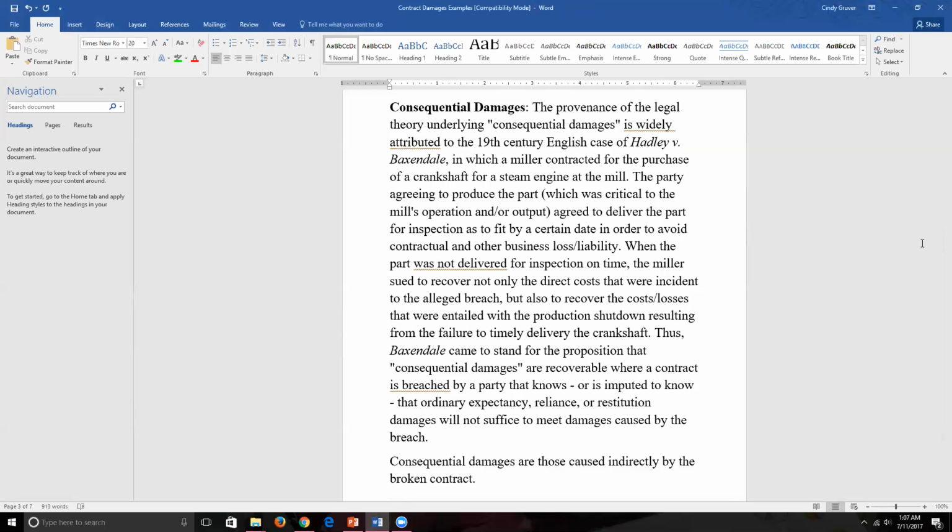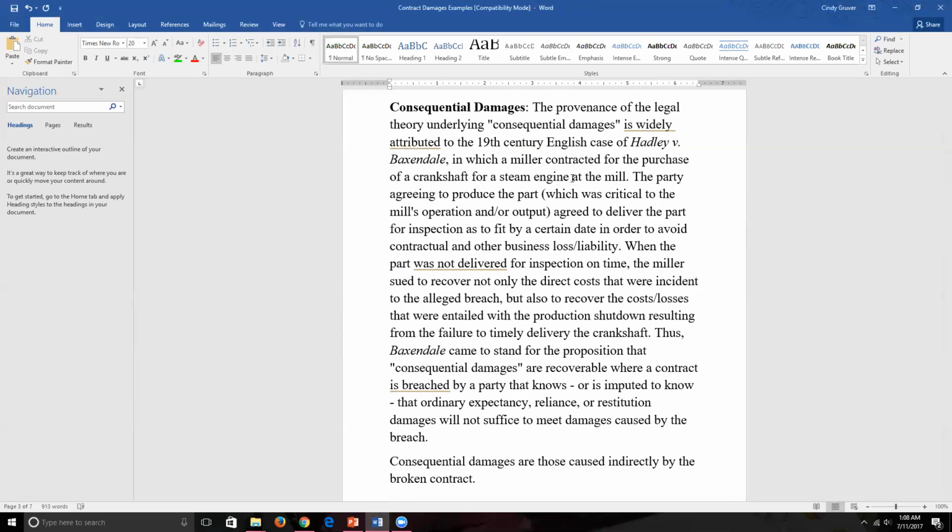So let's talk about consequential damages. In this case, a miller, somebody who grinds wheat or corn or whatever, I'm not quite sure what the mill actually was in the business of grinding. Anyway, he wanted to purchase a crankshaft for a steam engine for his mill. Nothing unusual about that, apparently. In order to have a mill at this time, they were typically, I guess, operated by steam engines. Well, you have to have a crankshaft. Your mill isn't going to work without one, so it's an essential thing.